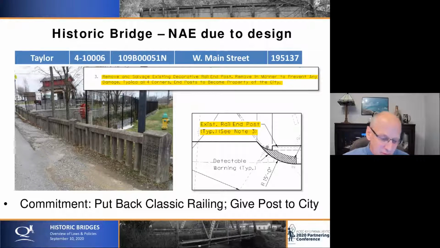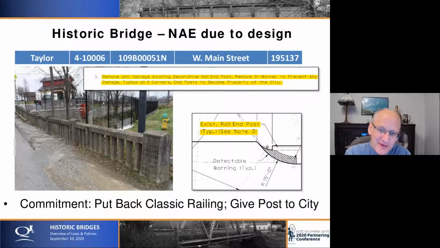So the point I want to make with this slide and this example is that it took a lot of work. We met on site, and several phone calls and commitments, and memorandum of agreement, and all these things. Or actually, we didn't have an MOA, but we had all these commitments. And it comes down to one little line on the plan set, number 3 here, out of a list of 20 or so. It says remove and salvage existing decorative rail posts and basically give them to the city.